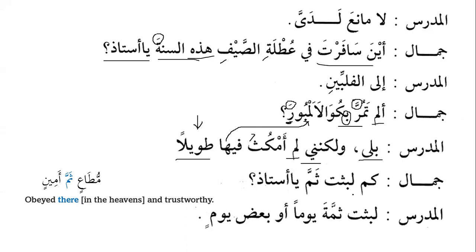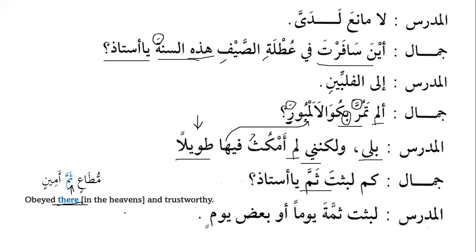Jamalun: Kam labitha thamma ya ustadu. How long did you stay over there, O teacher? Thamma means hunaka. This is also dharf. So as we have in the Quran, muta'in thamma amin. Obeyed there, as we can see here, referring to Jibreel alayhi salam, obeyed there in the heavens and trustworthy. So thamma means there. It means hunaka.